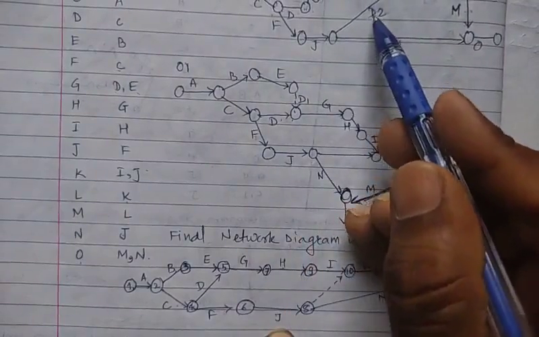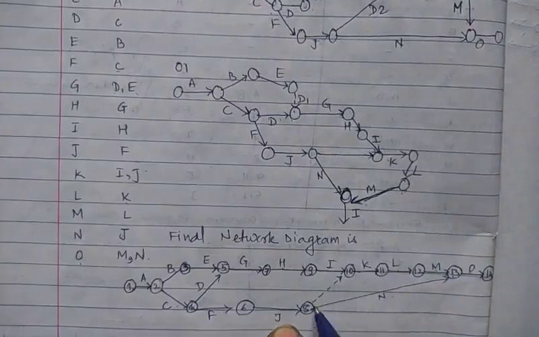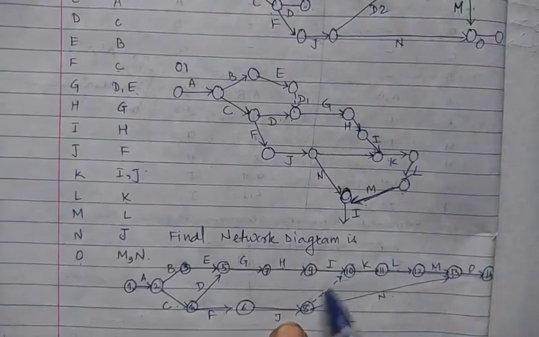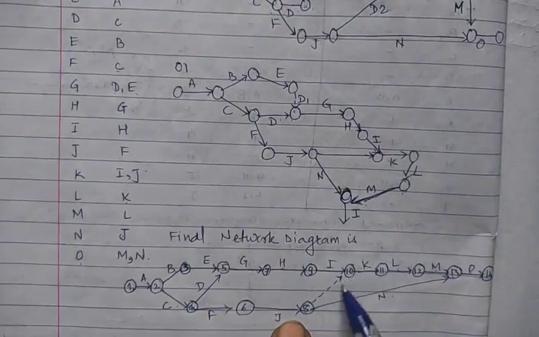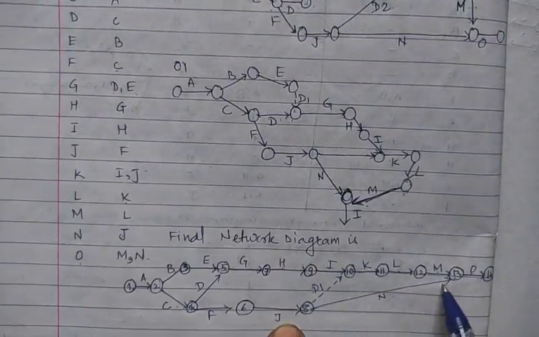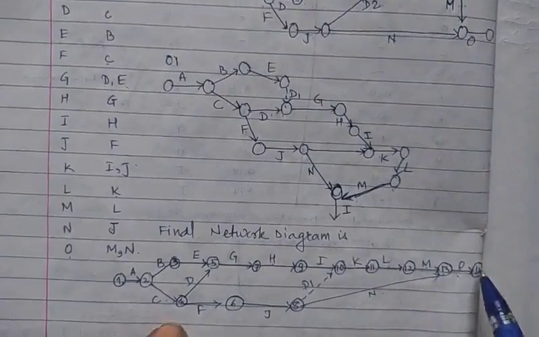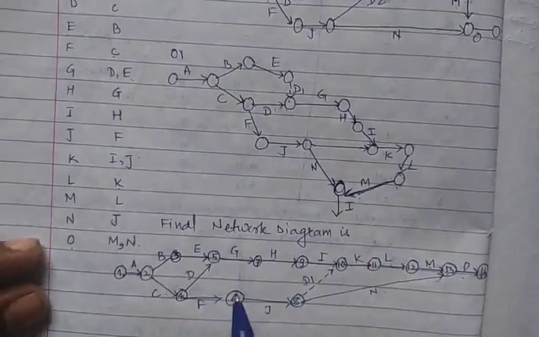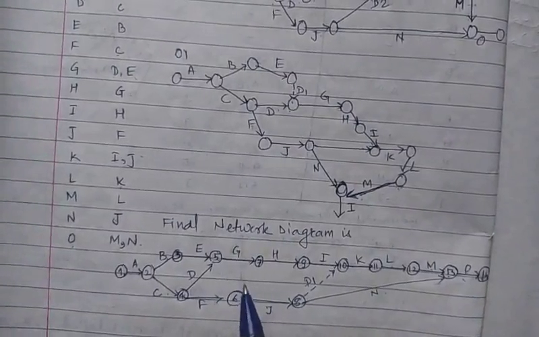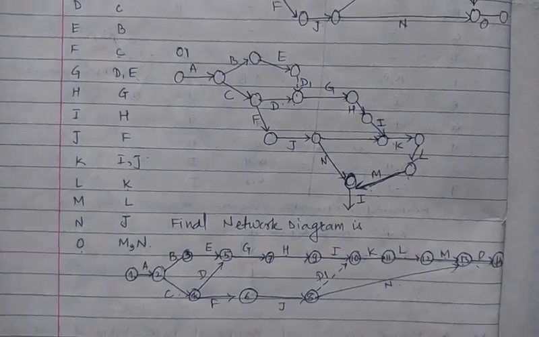Next J goes to, this is the dummy activity. J goes to K and J goes to N. So J goes to K with a dummy activity, call this D1, and J goes to N, and N goes to the final O. So this is the final activity, and this is the final network diagram for the given content. Okay, we'll stop here.